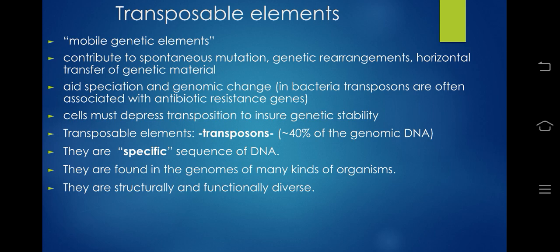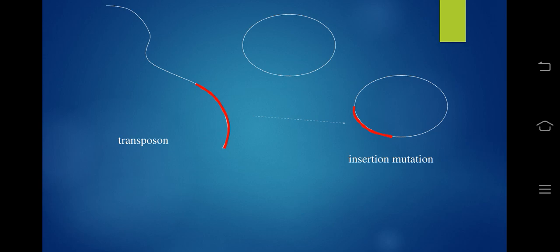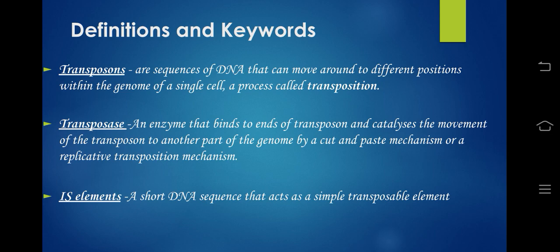They make up 40% of the genomic DNA. They are specific sequences of DNA. They are found in the genomes of many kinds of organisms. They are structurally and functionally diverse. Transposition, insertion, mutation: definition and keywords.